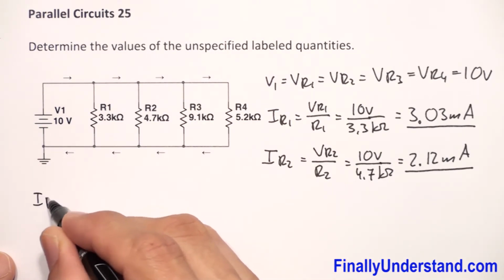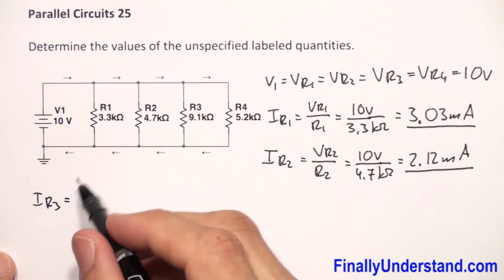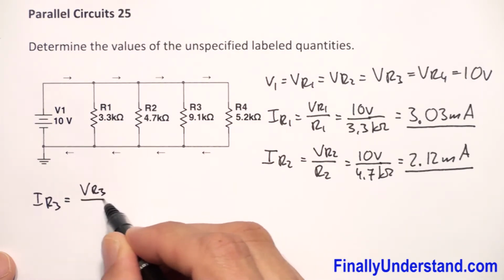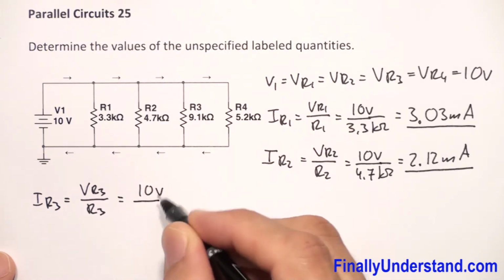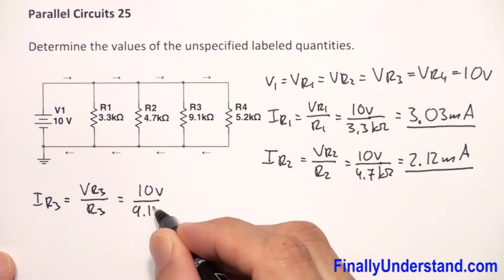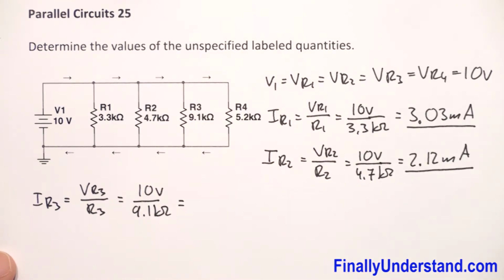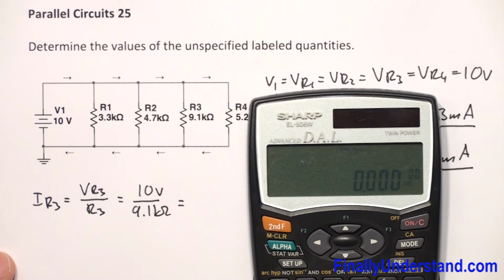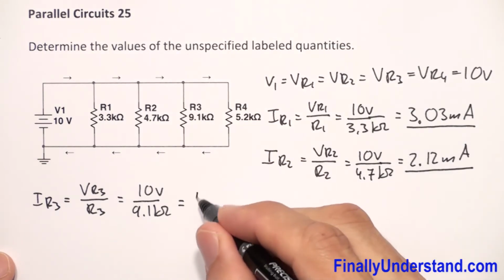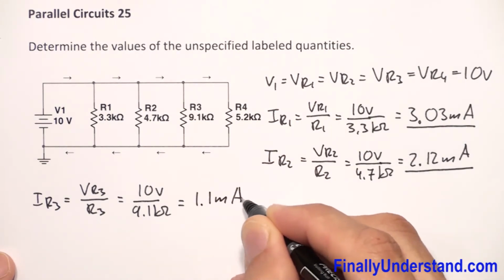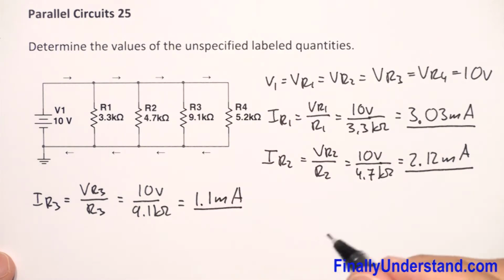So I have IR3 equal to VR3 over R3, which is equal to 10 volts over 9.1 kilo ohms. Okay, so I have 10 divided by 9.1 times 10 to the power of 3, which is equal to 1.09. We can say 1.1 milliamps. So I have 1.1 milliamps.